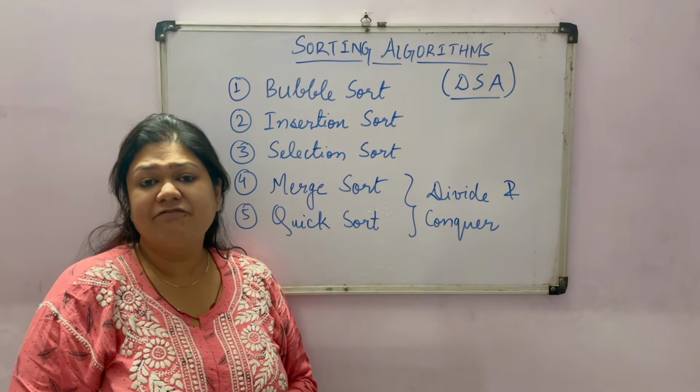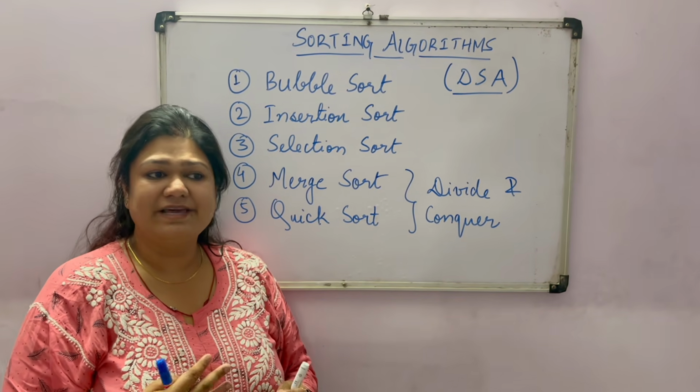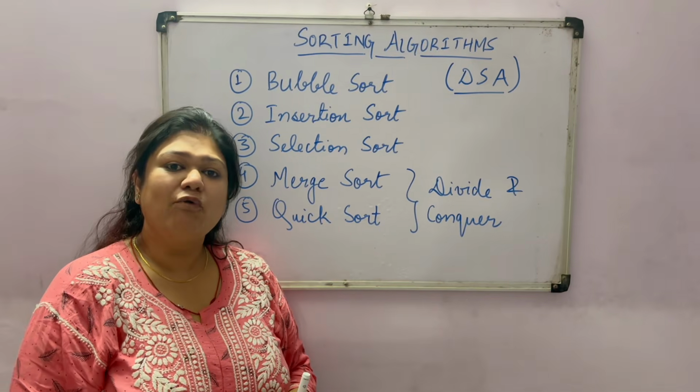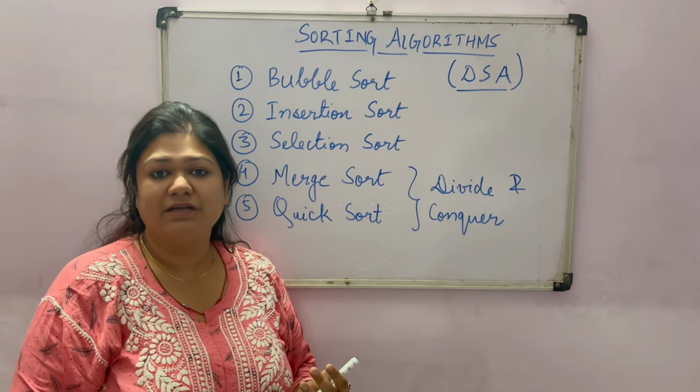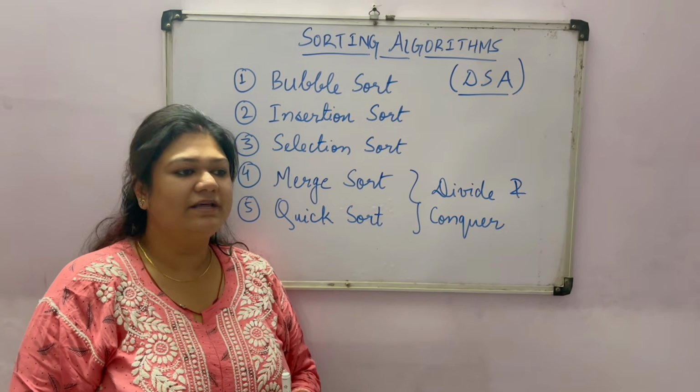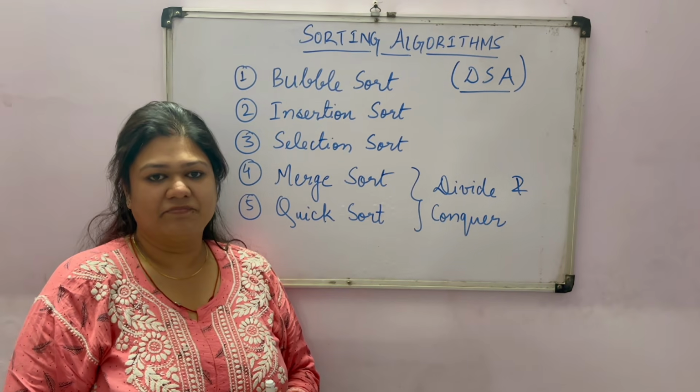It means that if we are given a list of elements, say stored in an array, how we can arrange it in a sorted manner. Sorted manner can be either in ascending or descending.